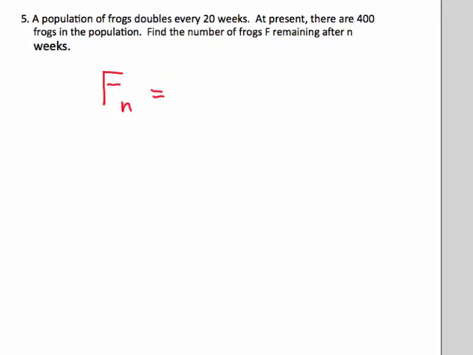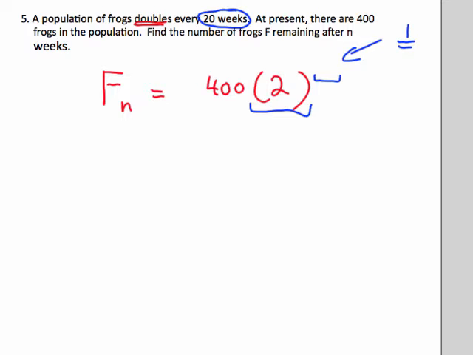Well, I've noticed in all the questions I've done that it's always started off with the starting amount, which is 400. And then the thing in the brackets is the multiplier. What am I multiplying by every time? Well, in this case, I'm doubling, so I'm multiplying by 2. How often am I multiplying by 2? Every 20 weeks. So my exponent, I want it to be 1. I want the exponent on this to be 1 for 20 weeks. Okay, I want 1 multiplication of 2 after 20 weeks.